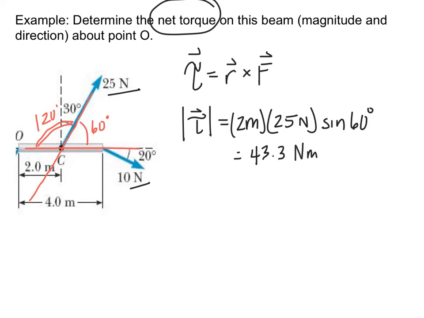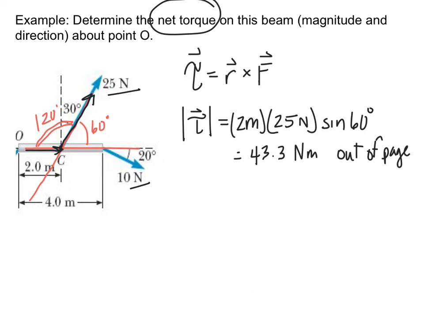Now that has a direction to it, and so the direction of r points like this. That's how our hand would initially be pointed, and then our fingers would bend in the direction of the 25, and that would force our thumb to point out of the page. So that's the direction of this torque. Some people consider that to be the positive direction, out of the page.